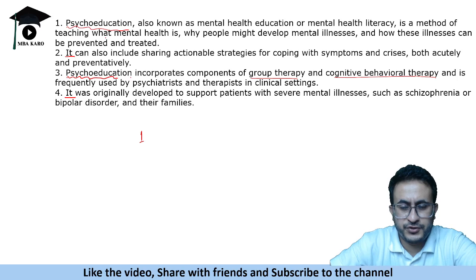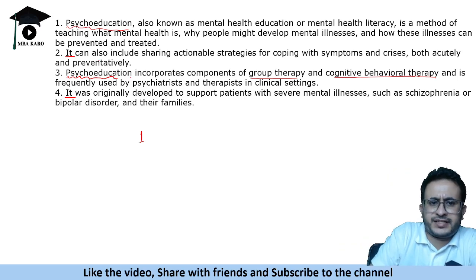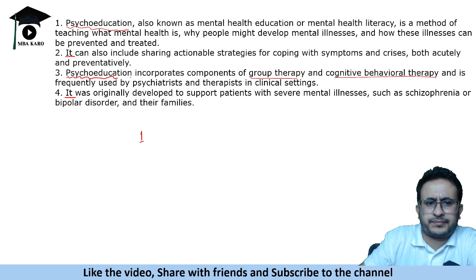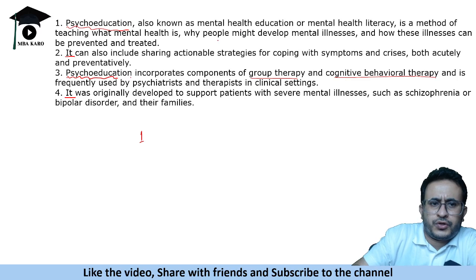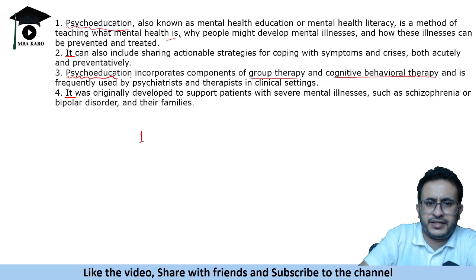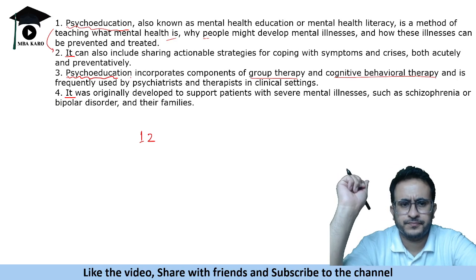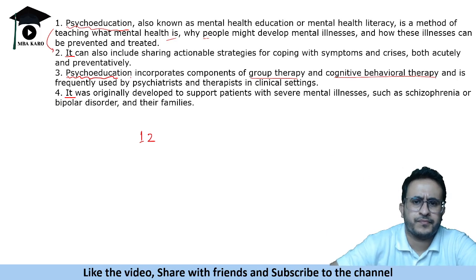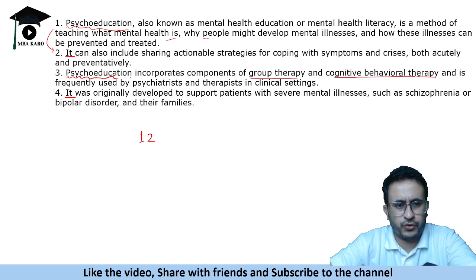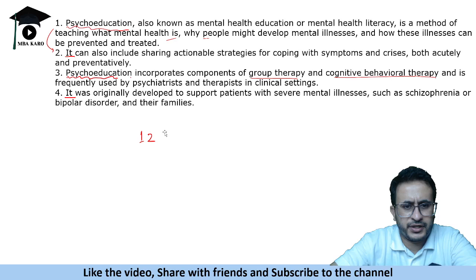It can also include, it of course refers to psychoeducation. Now if you look at this, it can also include, so it should describe something included in psychoeducation. If you look at the first sentence, it talks about psychoeducation. It talks about it being a method of teaching what mental health is, why people might develop it. So it talks about what it includes. It can also include. So one connects with two. 1 and 2 make sense, or 1 and 4 could also make sense. It was originally developed to support patients with severe mental illnesses such as schizophrenia or bipolar disorder and their families.